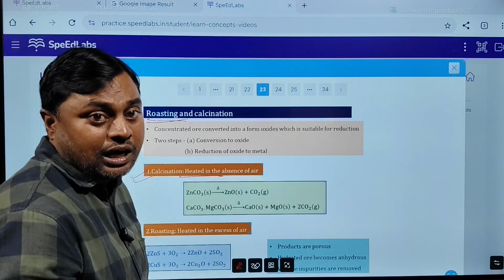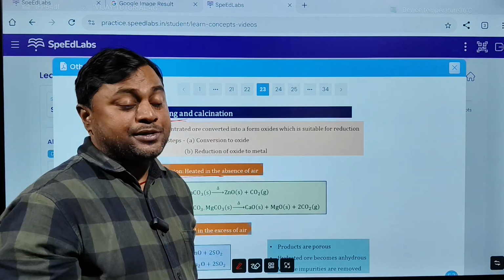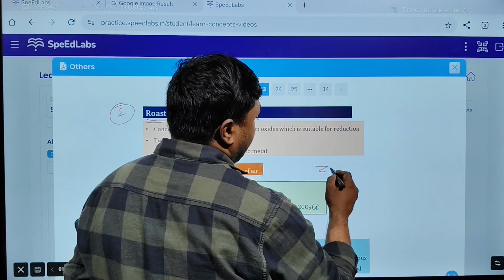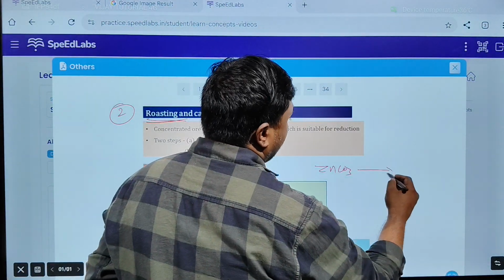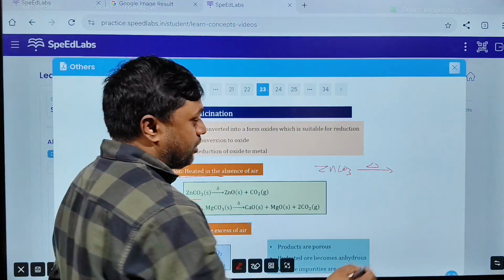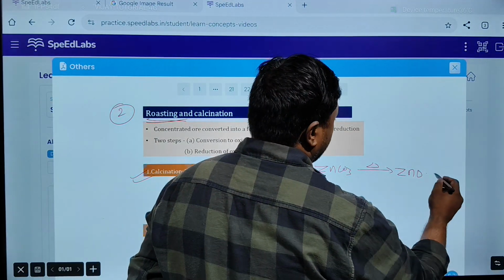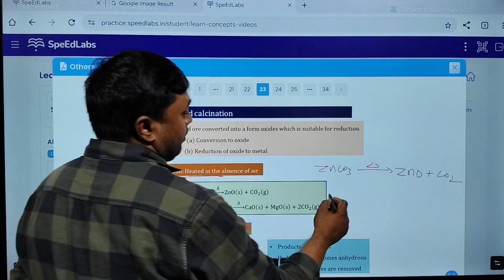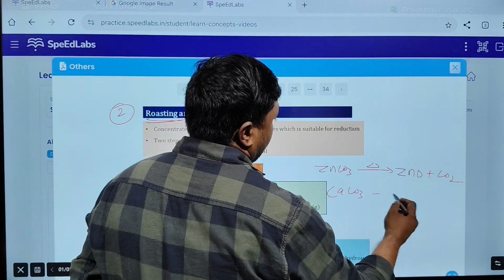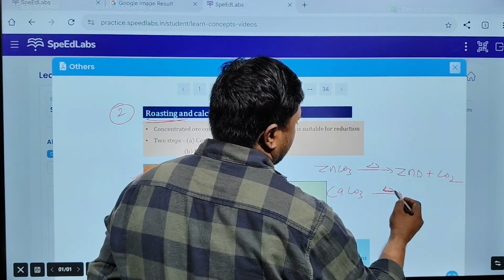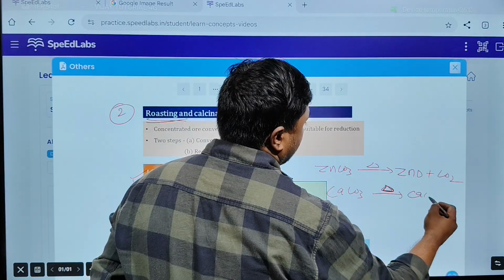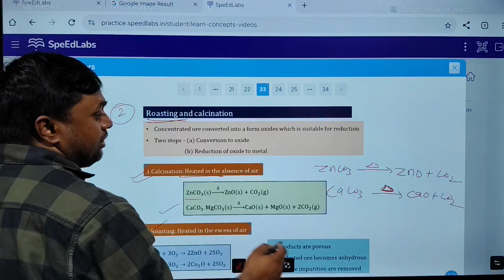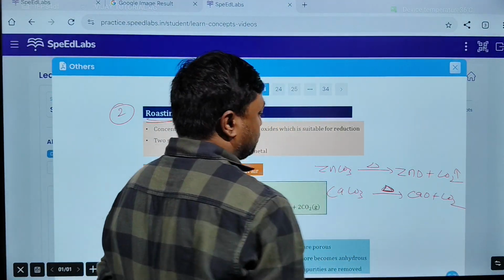The carbonate ores are heated strongly in the absence of air. For example, zinc carbonate, the ore of zinc, is heated strongly in the absence of air. It gives you zinc oxide plus carbon dioxide. Similarly, calcium carbonate, the ore of calcium, is heated strongly in the absence of air. This is the heat symbol. It gives you calcium oxide plus carbon dioxide. So in calcination, which gas is produced? The CO2 gas is produced.